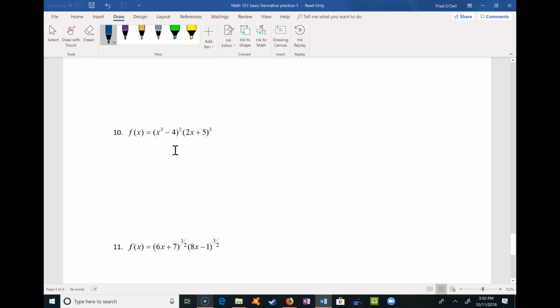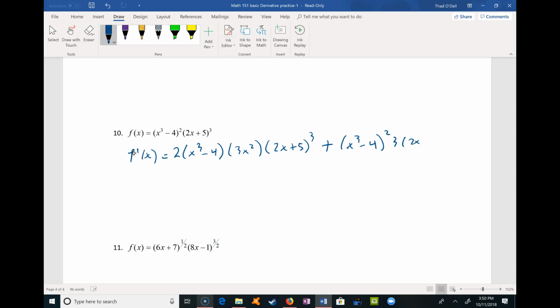Okay, so here's this hardcore product rule. So I'm taking the derivative first, which is going to be 2 times x cubed minus 4 times the derivative of x cubed minus 4, which would be 3x squared. And all that's multiplied by the second, 2x plus 5 cubed, plus, then we write the first, x cubed minus 4 squared, times the derivative of the second, which would be 3 times 2x plus 5 squared, times the derivative of 2x plus 5, which would be 2.